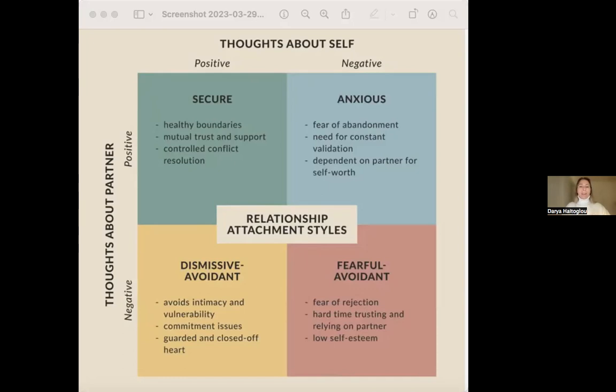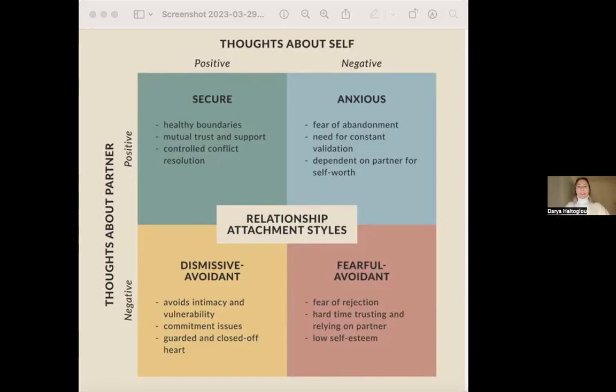Anna grew up in a stable, loving family environment. Her parents consistently responded to her needs and provided a sense of security. As a result, Anna developed a secure attachment style. Now, in relationships, Anna has a strong sense of self-worth and is comfortable with both closeness and independence in her relationships. She communicates openly with her partner and feels confident in expressing her needs and emotions. She's also understanding and supportive of her partner's needs.